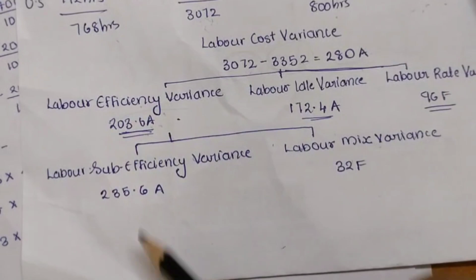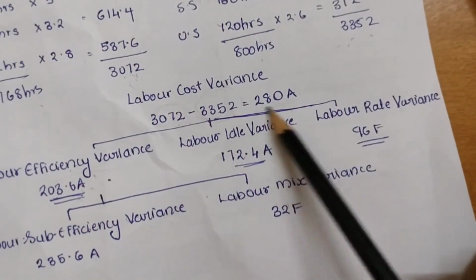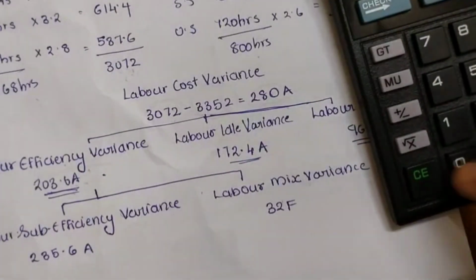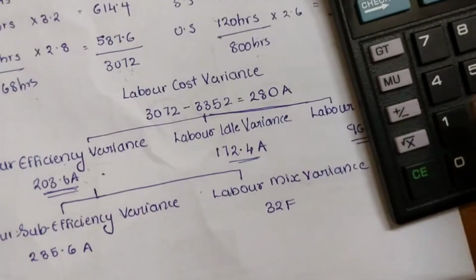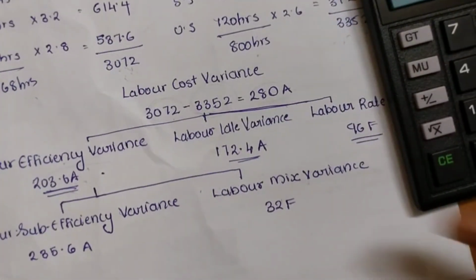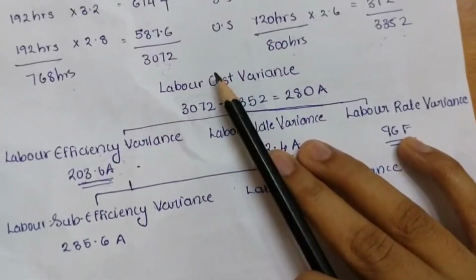So that is right. Now let's calculate all these three together and see if we are getting 280 hours. Okay, so 203.6 adverse plus 172.4 adverse plus 96 favorable. See, we are getting 280 adverse. So the answer which we have got is right.